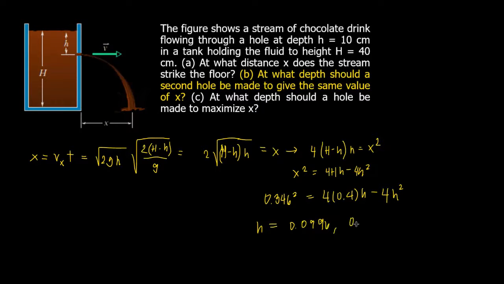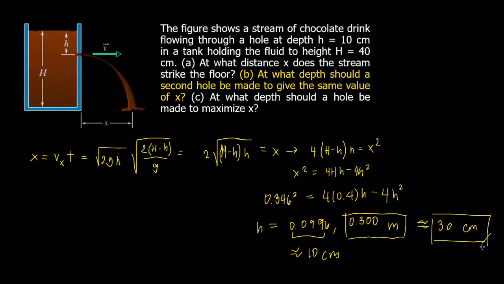and 0.300. So this 0.0996 is actually our original h, approximately equal to 10 centimeters, so this is not the answer. This is what we're finding: 0.300 meters, which is approximately 30 centimeters. No, this is not approximate, this is exactly equal to 30 centimeters. So both answers, again, are correct unless stated otherwise.